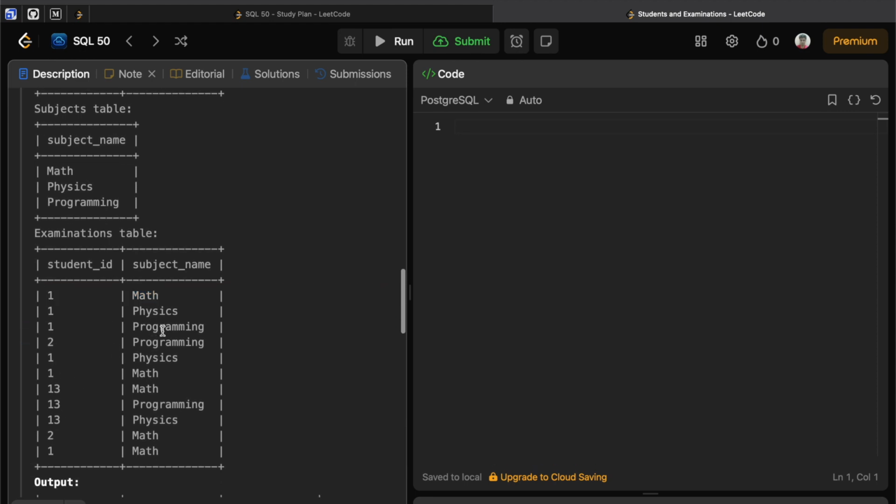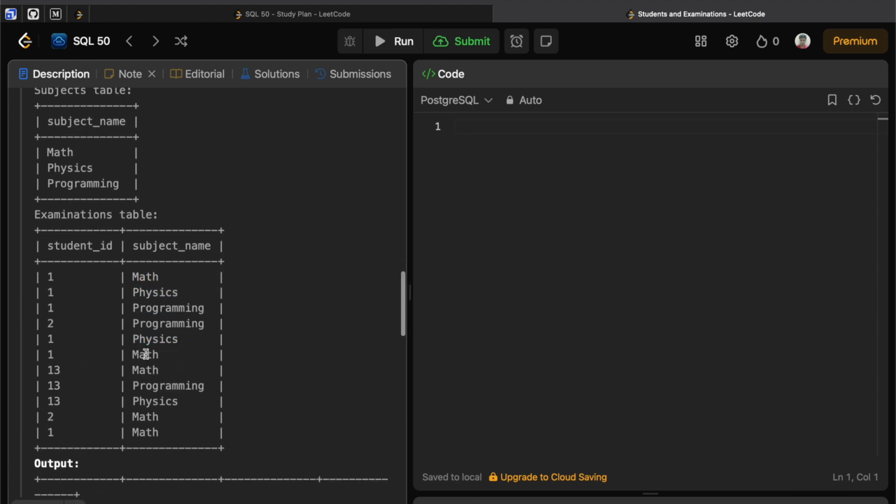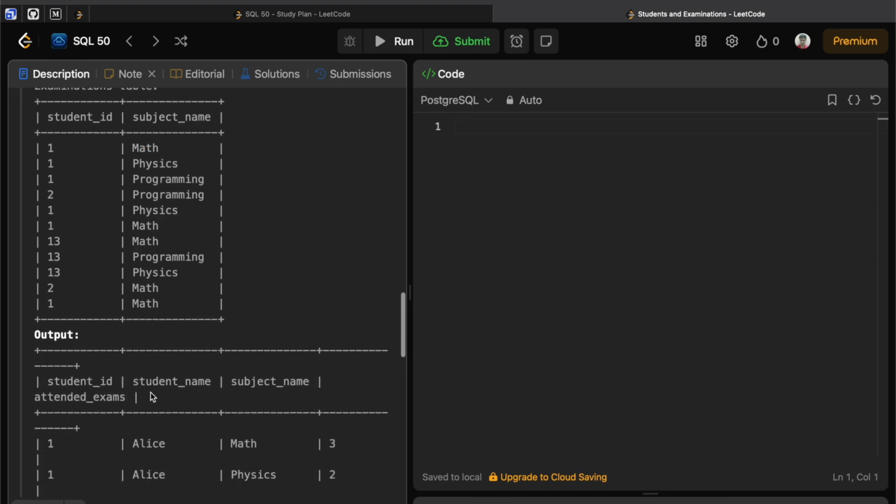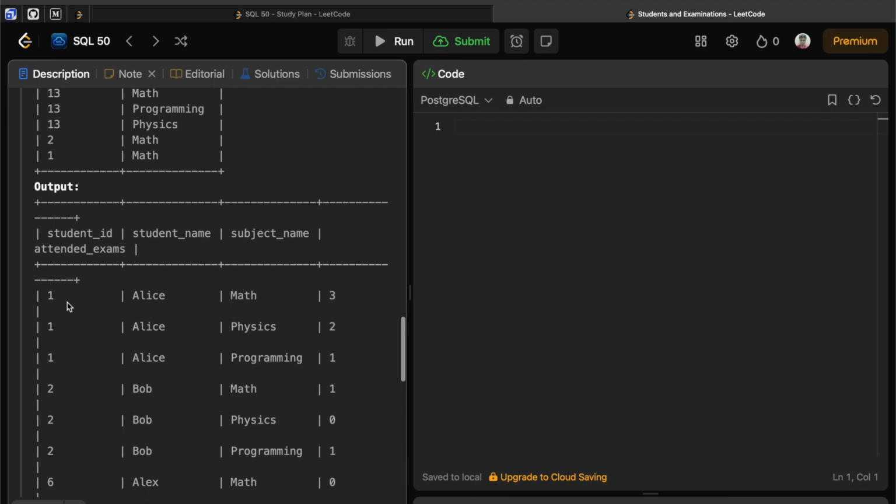Math, physics, programming twice over here. Okay, sorry, this is student ID 2. So student ID 1 has taken math, physics, and physics again over here, and math again over here, and at the end you can see math again over here. So student ID 1 has taken math a total of 3 times and physics twice, right? So the output would be student ID 1, Alice, math 3, student ID 1 again, physics 2, and programming 1.